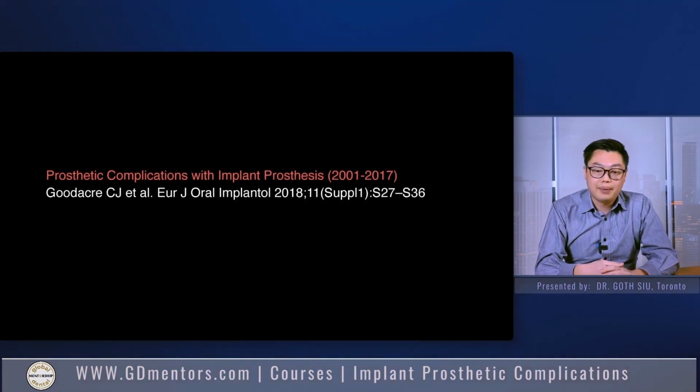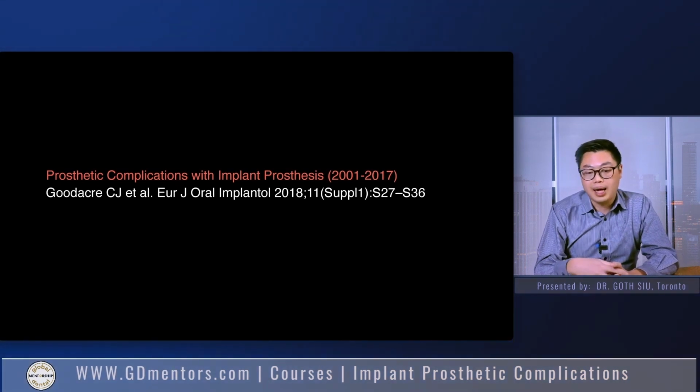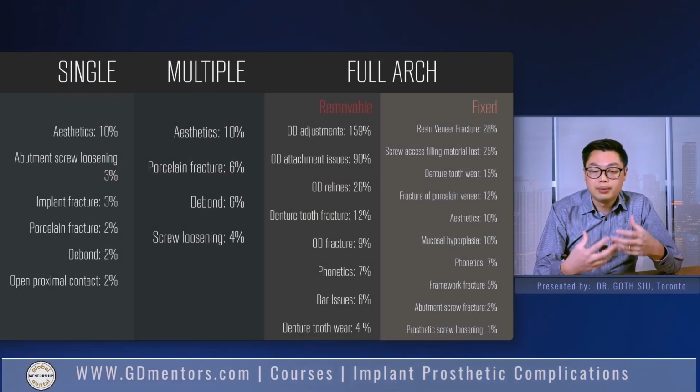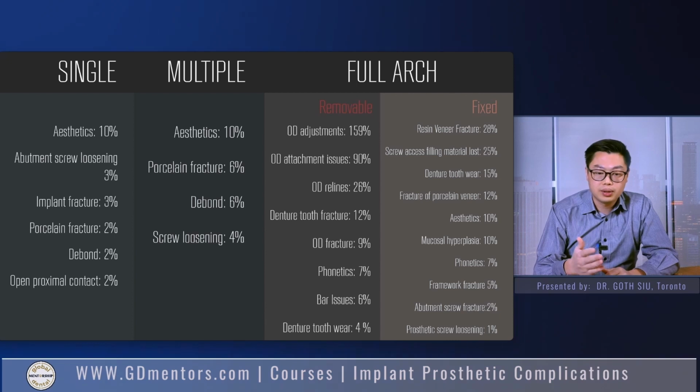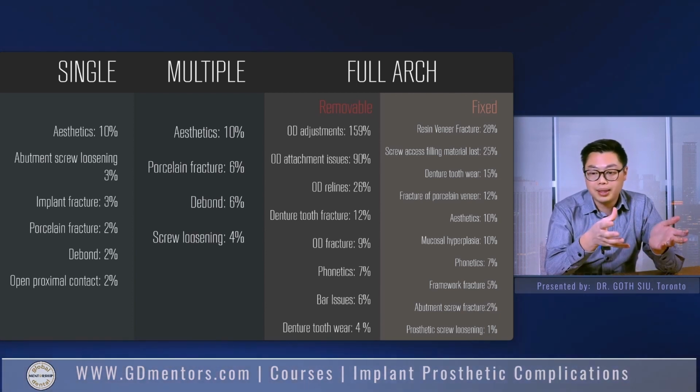In 2018, they came out with an article that looked at all the other articles from 2001 to 2017 that looked at prosthetic complications and summarized the most common complications reported, ranging from single and multiple teeth to full arch. In full arch, we're going to break it down into removable prosthetics and fixed full arch prosthetics. We're going to go through one at a time, and I'll explain what the complications are and how we can solve these complications or minimize them from occurring. And throughout, I'm going to show you some cases as to how these occurred and how I managed them.